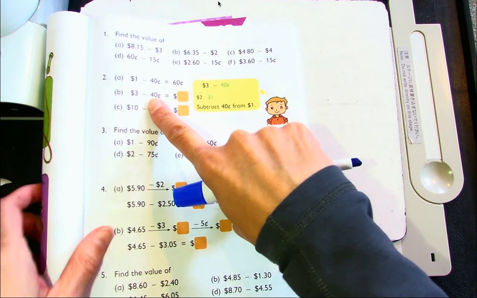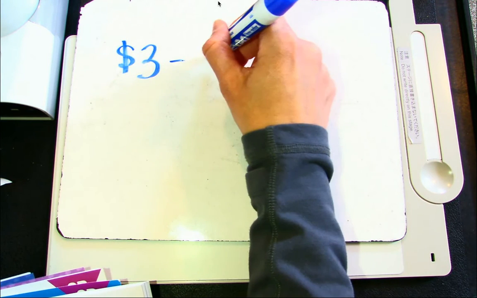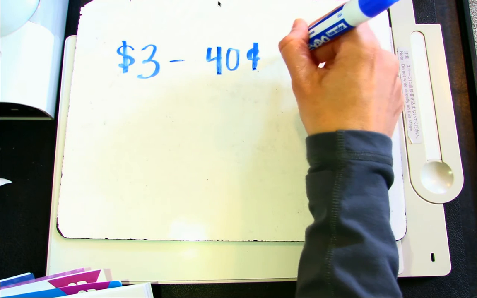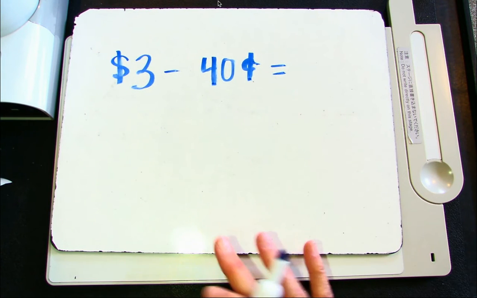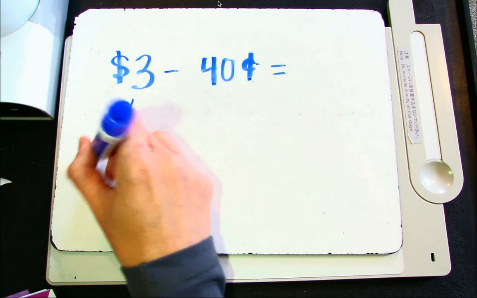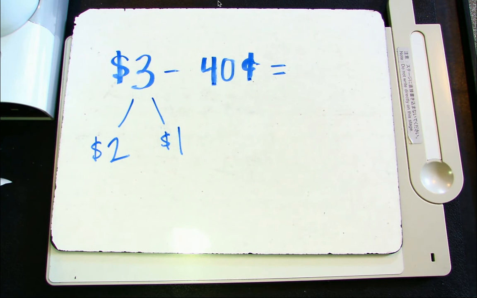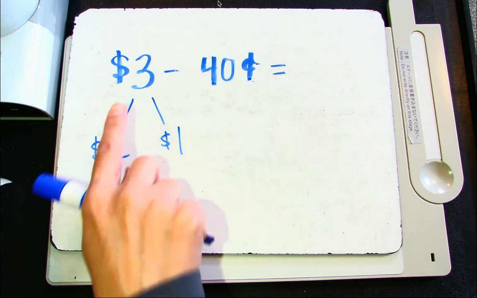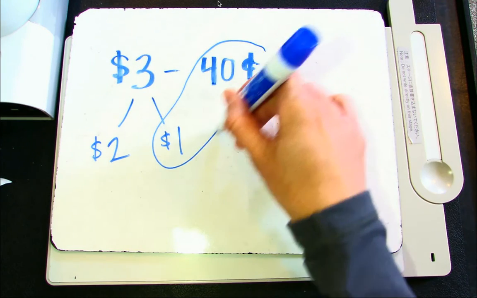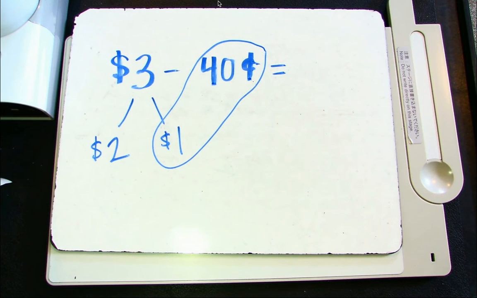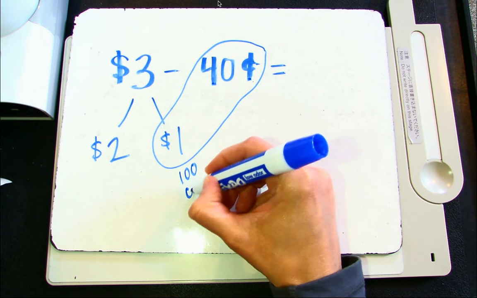Okay, so they're giving us this example here. So if we have $3 minus 40 cents, and we are trying to figure out how we can subtract 40 cents from $3, a strategy that they are showing us is we can think of $3 as $2 and $1. So those are 2 of the parts that make up $3. And then we can subtract 40 cents from $1.